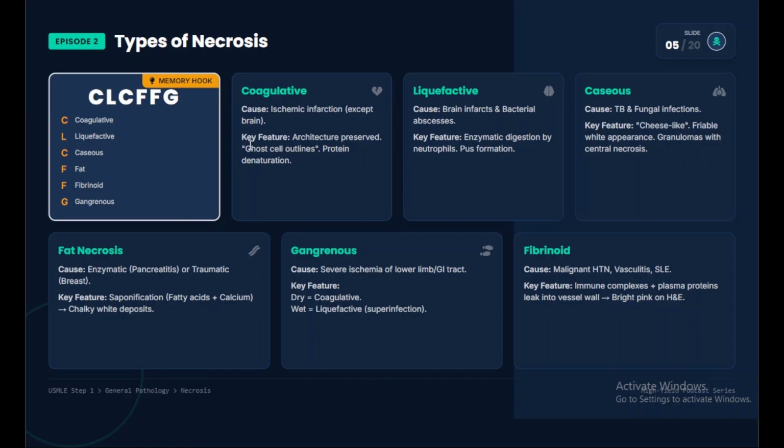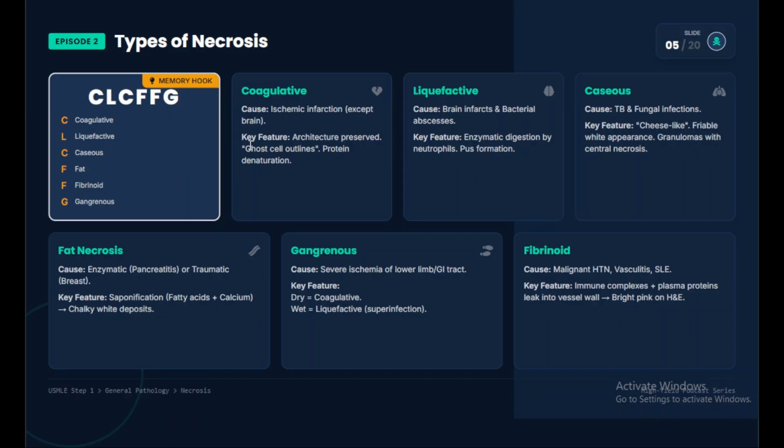Now our next topic is caseous necrosis. Caseous necrosis has a very distinctive appearance. The word caseous comes from a Latin word which simply means cheese, or cheese-like material, and caseous necrosis is exactly what it looks like: soft, white, cheese-like material. This type of necrosis is classically associated with tuberculosis, and it can also occur with certain fungal infections.